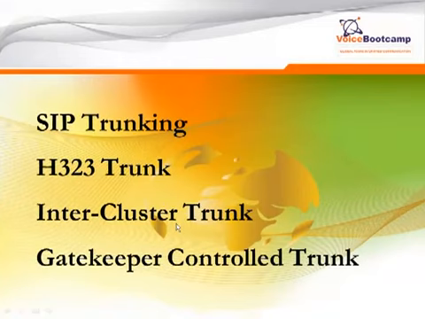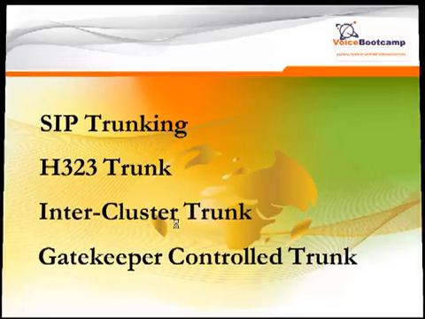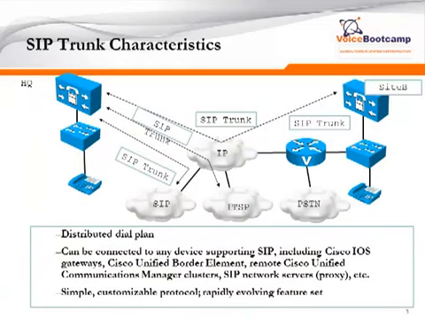In this particular chapter, we'll focus on SIP trunking, H323 trunk, intercluster trunk, and gatekeeper control trunk. SIP trunk is basically the type of interconnectivity that allows two endpoints to communicate over SIP protocols. You can use SIP trunk to communicate across clusters, call manager, multiple clusters. You can use a SIP trunk to communicate between call manager and a service provider. You can use SIP trunk to talk to PSTN gateway using Cisco routers, for example.